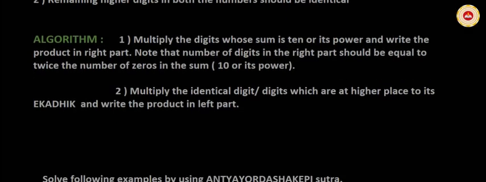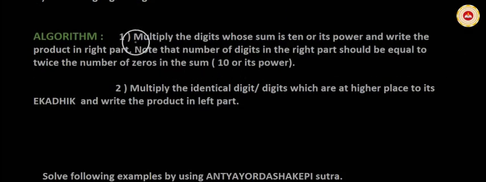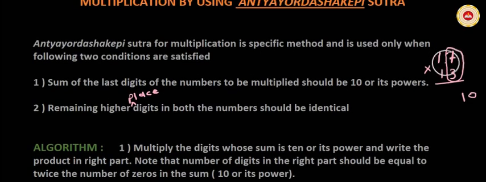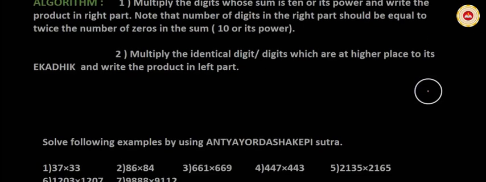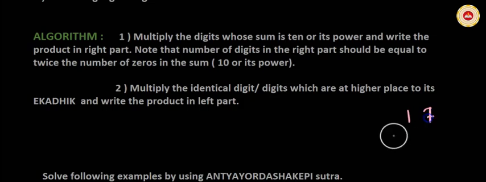So let us read the algorithm now. The first step is to multiply the digits whose sum is 10 or its power and write the product in the right part. Note that the number of digits in the right part should be equal to twice the number of zeros in the sum. Let us understand this algorithm by the same example, 17 multiplied by 13.